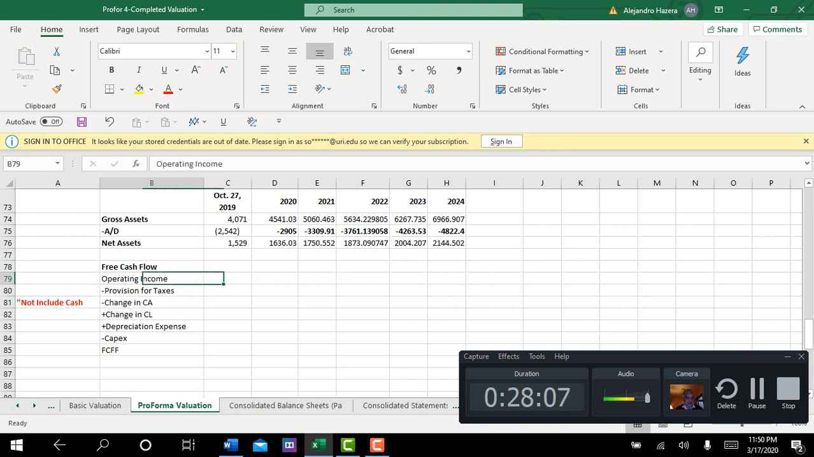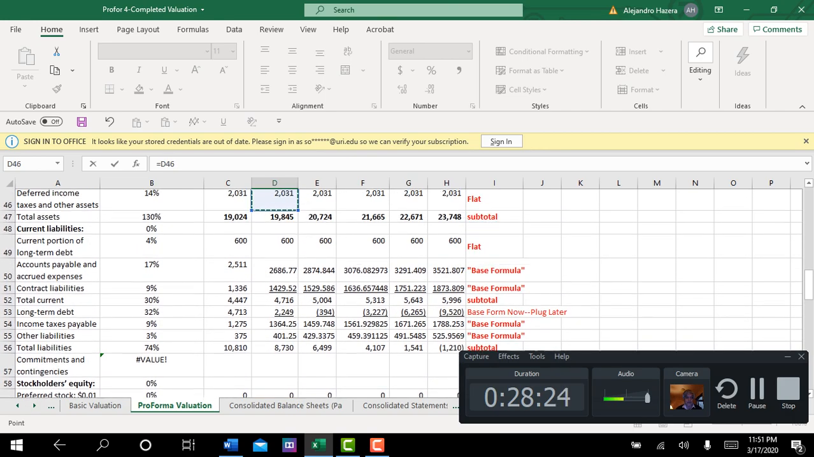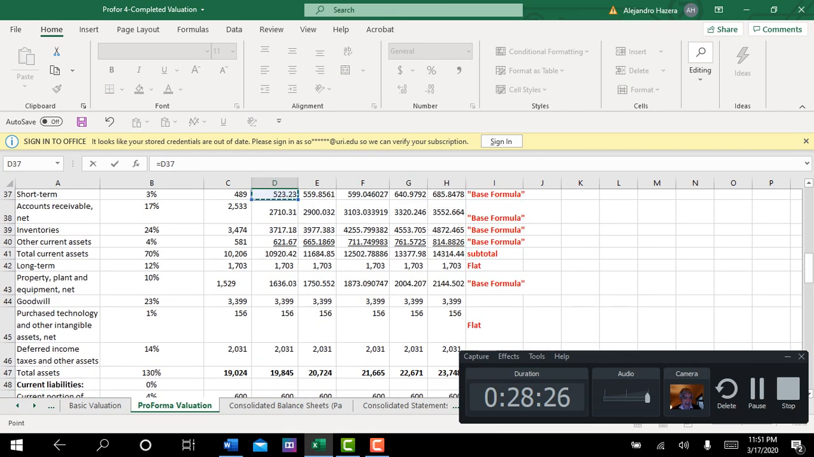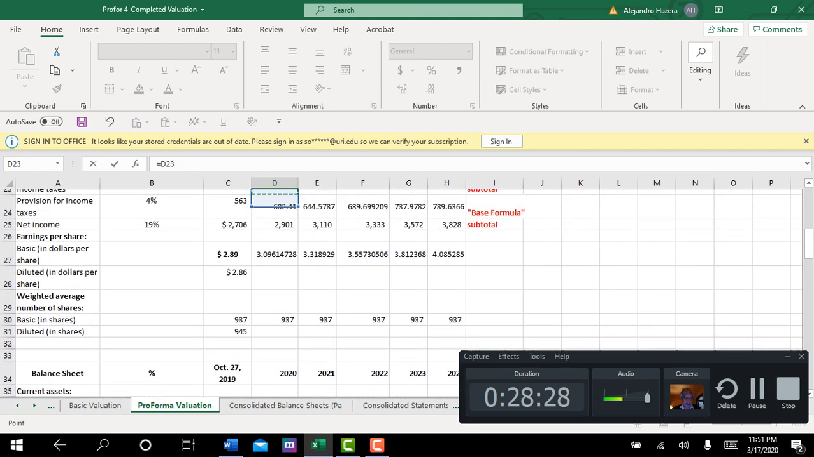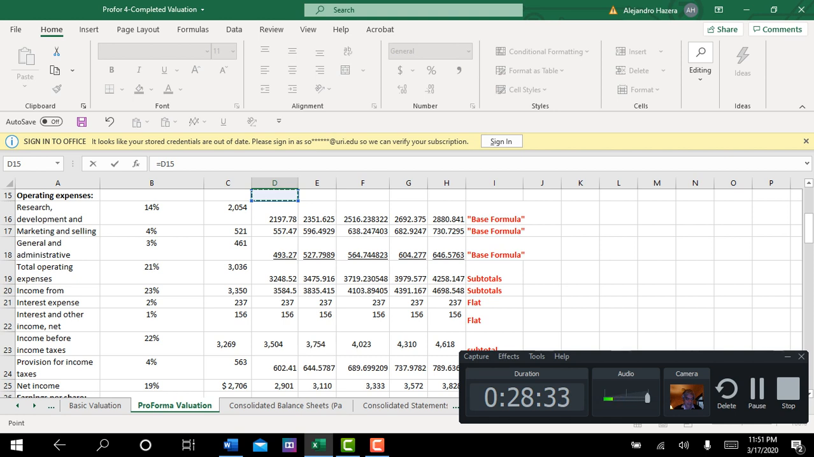Okay, so there's what we've got. This is going to be our estimate of free cash flow to the firm, which we'll use, as you know, to do a two-stage valuation. Okay, so let's start with all these things. Operating income. All you've got to do is go up to the income statement, because we use the same format as the company. Just go up to the income statement, and you will see that operating income is right here.